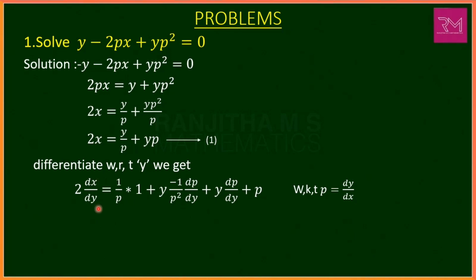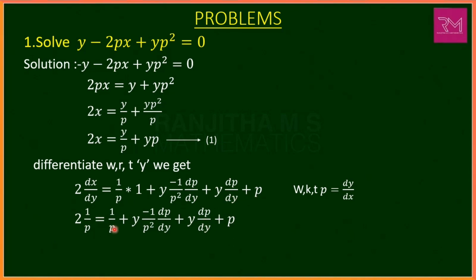Here we have the dx by dy term, so we can take the reciprocal of p as dx by dy, that is, in place of dx by dy we can substitute 1 by p. 2 into 1 by p, which is equal to 1 into 1, that is 1 by p, plus y into minus 1 by p square dp by dy, plus y into dp by dy plus p.